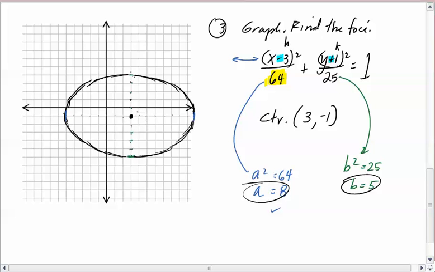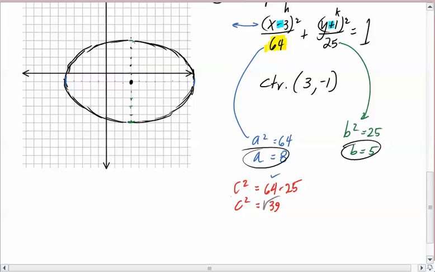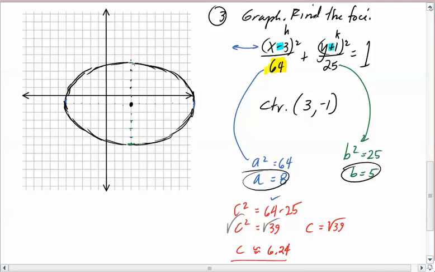Okay. Now, let's find the foci. So we're going to go with c squared is equal to 64 minus 25. That's the a squared minus b squared, right? c squared is equal to 39. I'm going to bring myself room here. Then I'm going to take the square root of both sides, and I'm going to choose the positive. And I'm going to go ahead and say that's roughly 6.24. So c is the square root of 39 exactly, but roughly it's about 6.24, so let's put those on there.